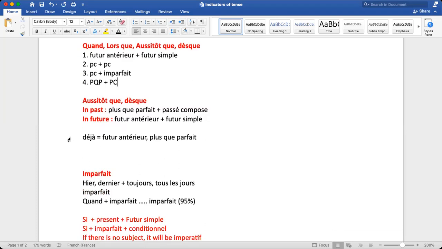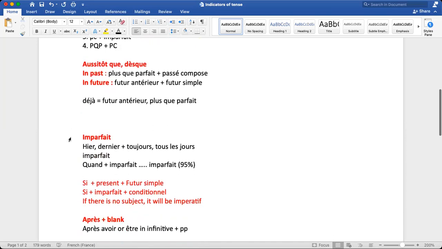Okay, when there is the word déjà, you will always use either futur antérieur or plus-que-parfait. No other tense will come here. Only futur antérieur and plus-que-parfait. When one verb is given in futur simple, you will use futur antérieur. If one verb is given in passé composé, you will use plus-que-parfait.